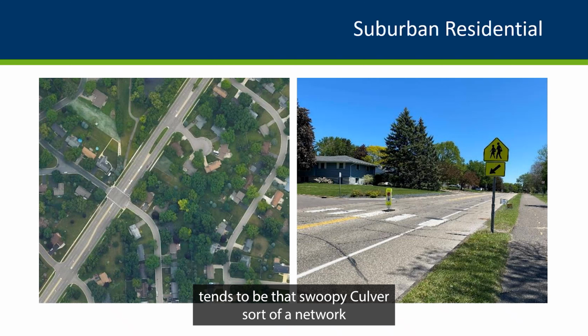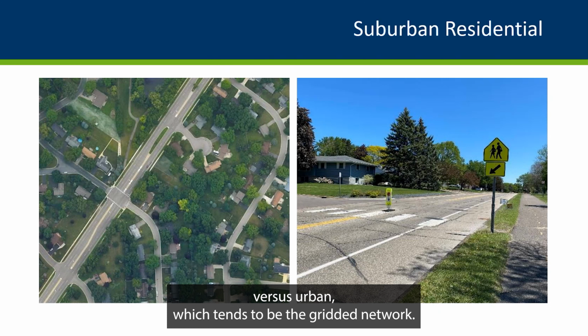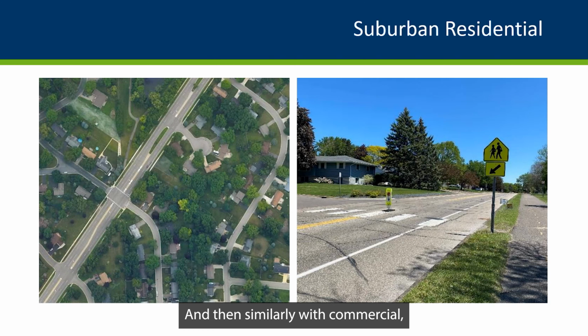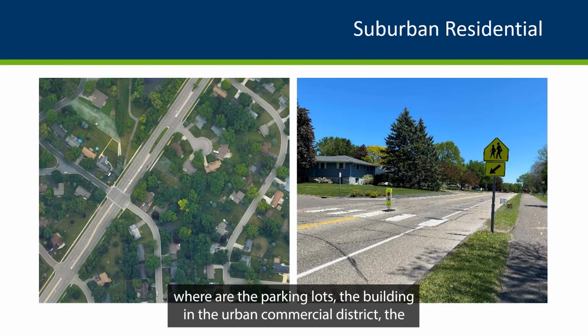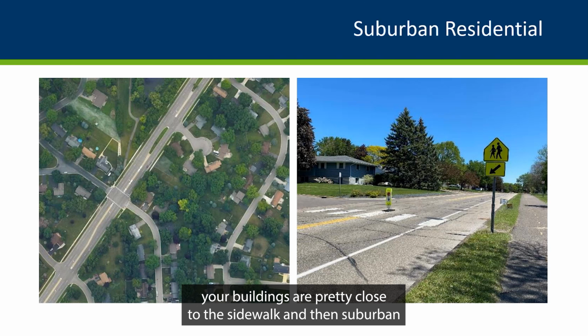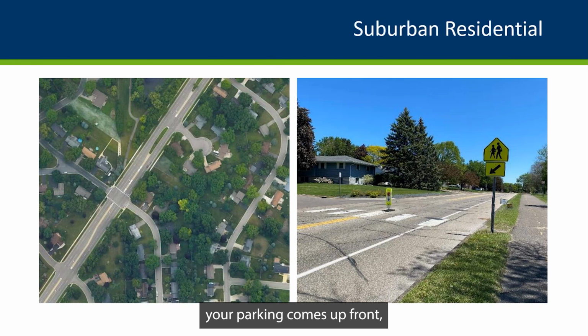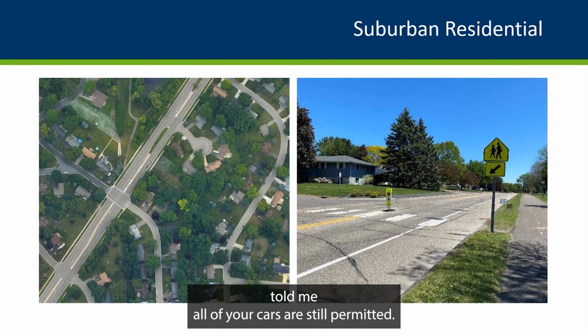Suburban tends to be that swoopy, culverty sort of network, versus urban, which tends to be the gridded network. And then similarly with commercial, where are the parking lots? In the urban commercial district, it's your main street, and your buildings are pretty close to the sidewalk. In suburban, your parking lots are out front. Show me all your cars in suburban.